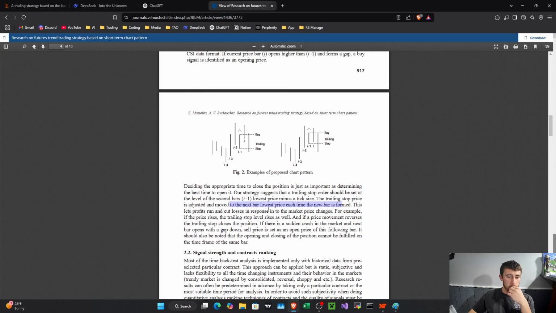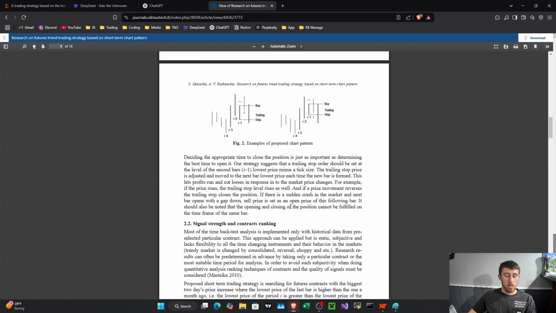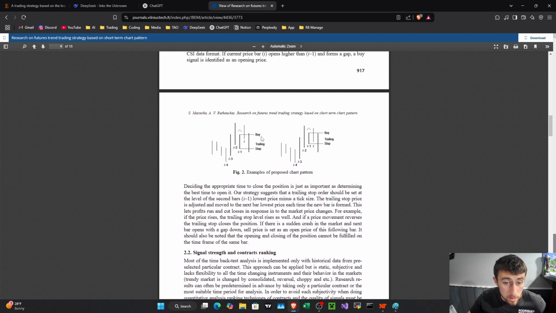All right. This lets profit run and cut losses in response to the market price changes. Okay, so we need to figure out what this signal is.